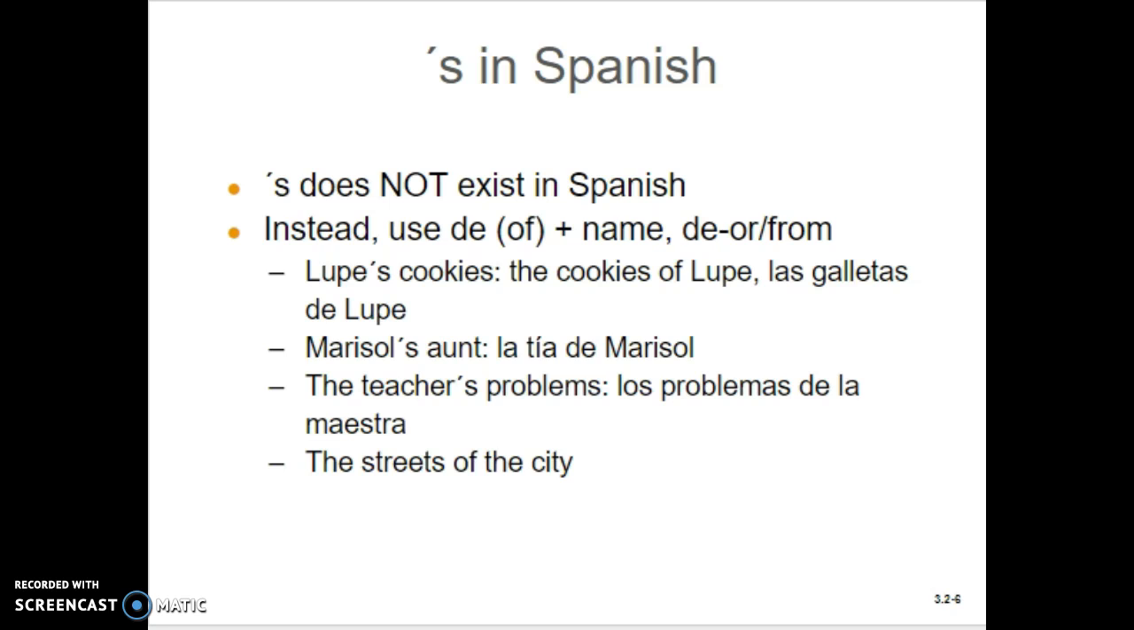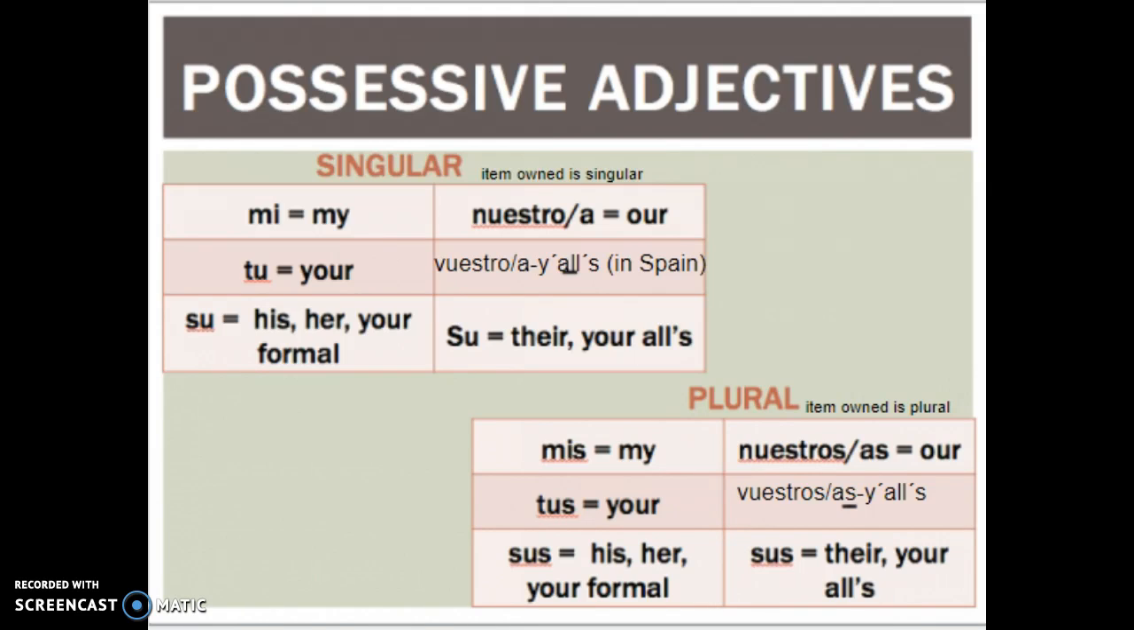So remember, there's no apostrophe S in Spanish if you're trying to do it that way. Here's how to say possessive adjectives, so like my, your, his, her, etc. And remember, you have to pick the singular chart if the item that's being owned is singular, plural chart if the item that's owned is plural. Hasta luego.